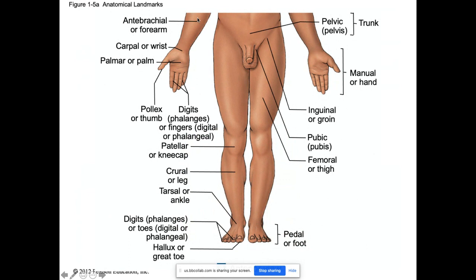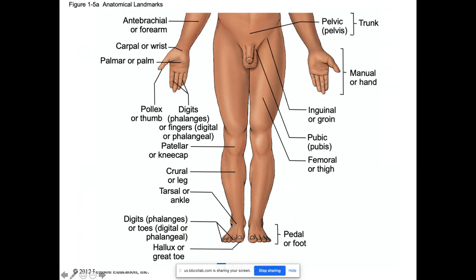Here is the antebrachium, which is the forearm. The wrist is called the carpals. You've heard of carpal tunnel syndrome. Well, there are 8 carpal bones here. The palm is called palmar, and the digits are called phalanges. Whether it's the digits of the hand or the digits of the toes, the feet, they're still called phalanges. What's different is what we call the thumb versus the great toe. The thumb is called pollex or pollicus, and the great toe is called hallux or hallucus.